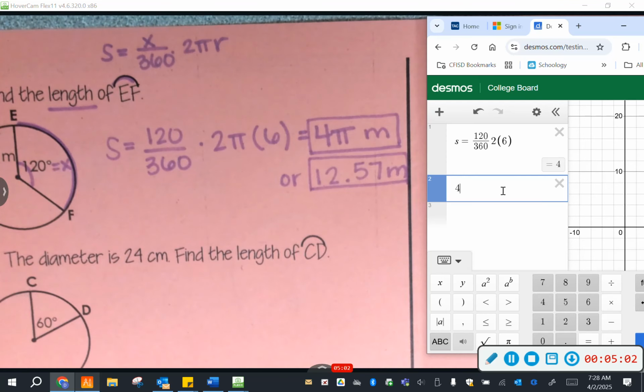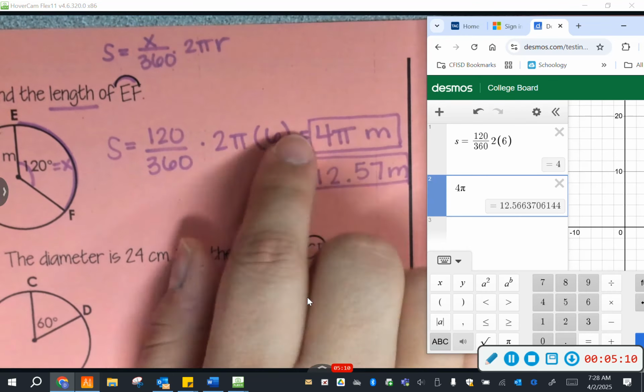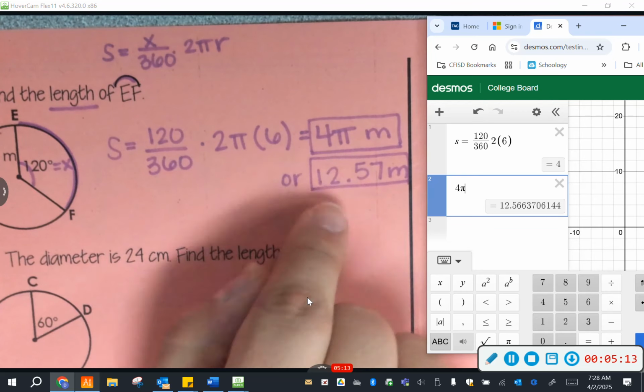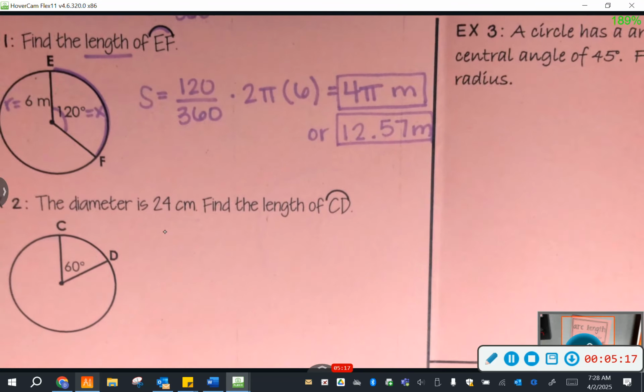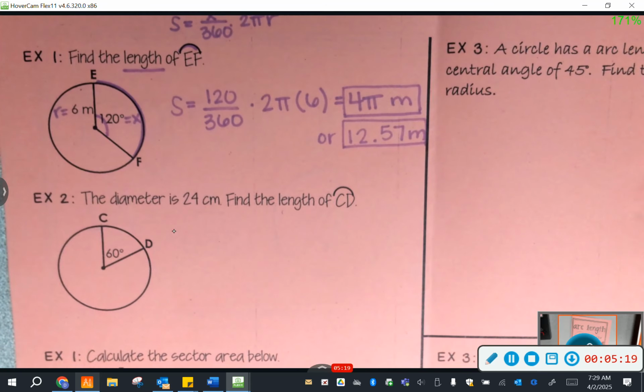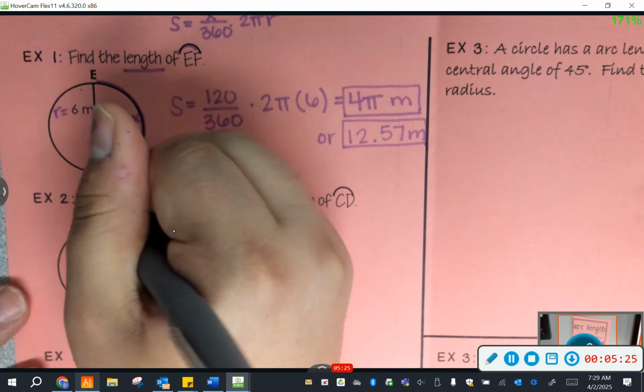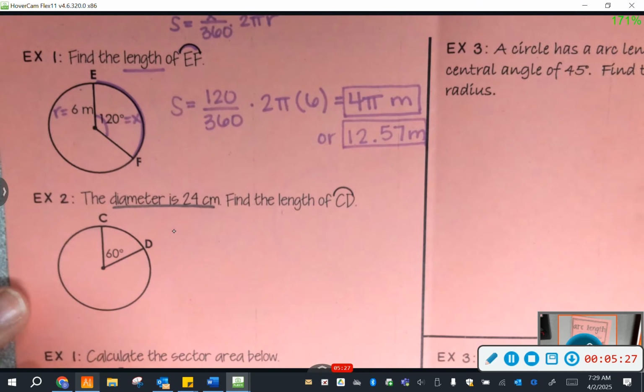Again, if I were to put 4 pi in my calculator, it gives me the decimal. You do not need to do that. I just wanted to show you how to do that. Okay? This is what I prefer right here. This is correct, but this is what I prefer. All right, let's do number 2. Number 2 says the diameter is 24 centimeters. If the diameter is 24 centimeters, what does that tell me?